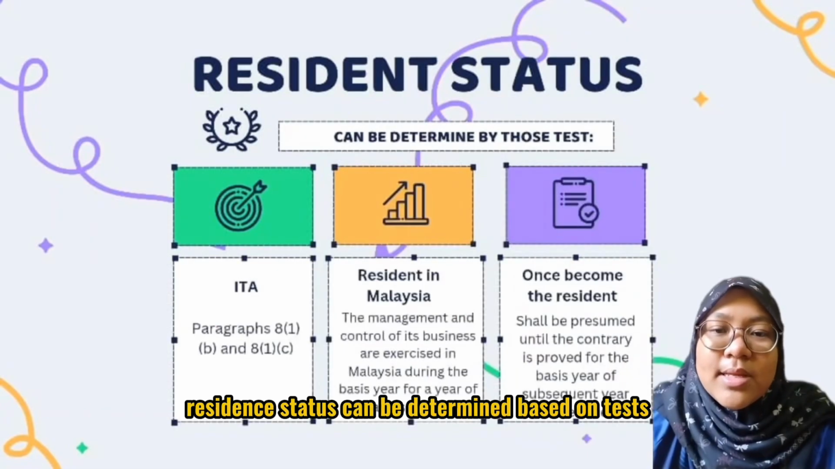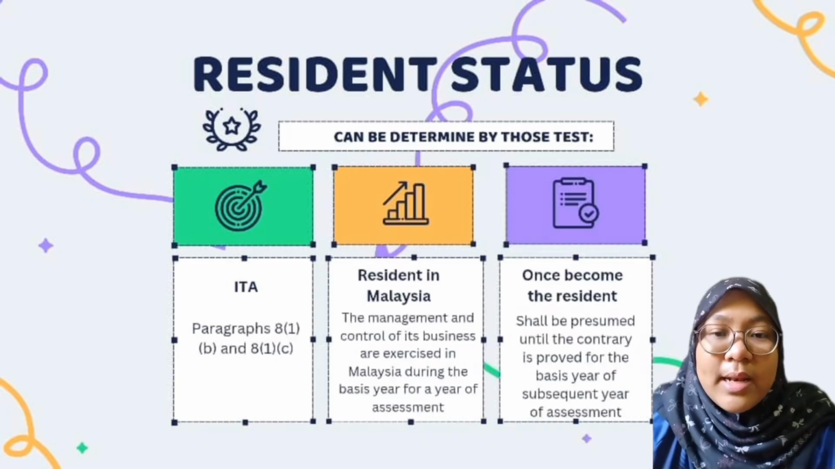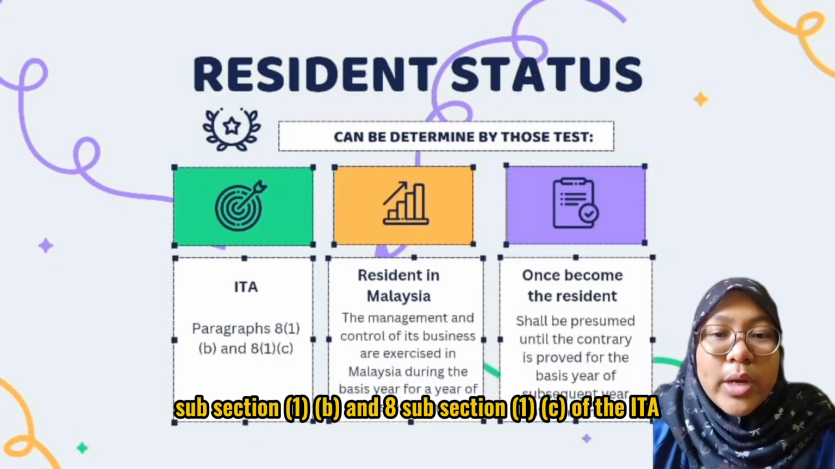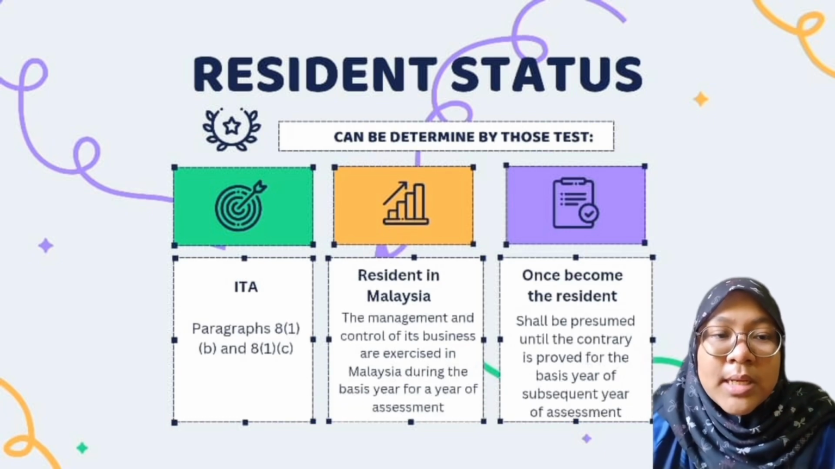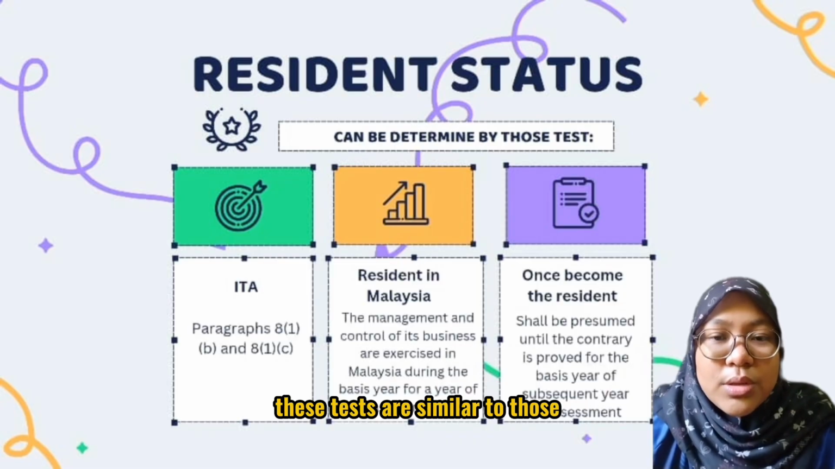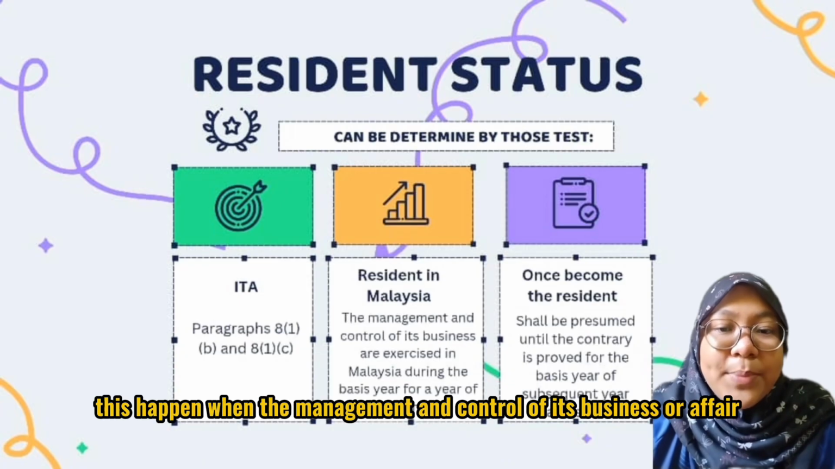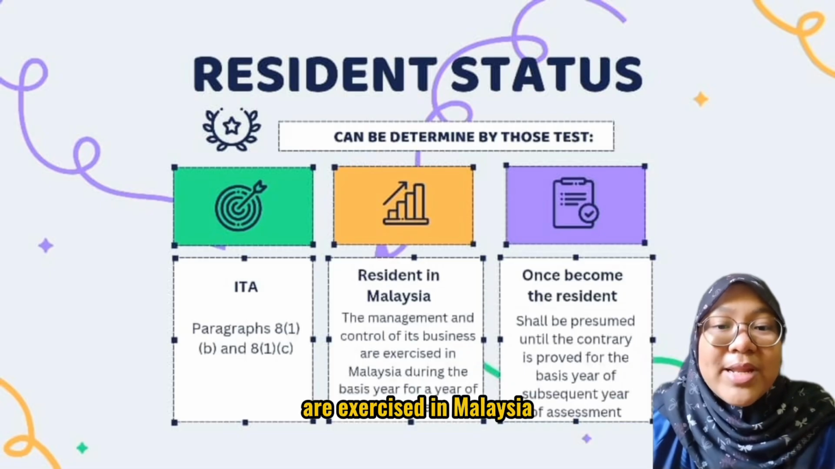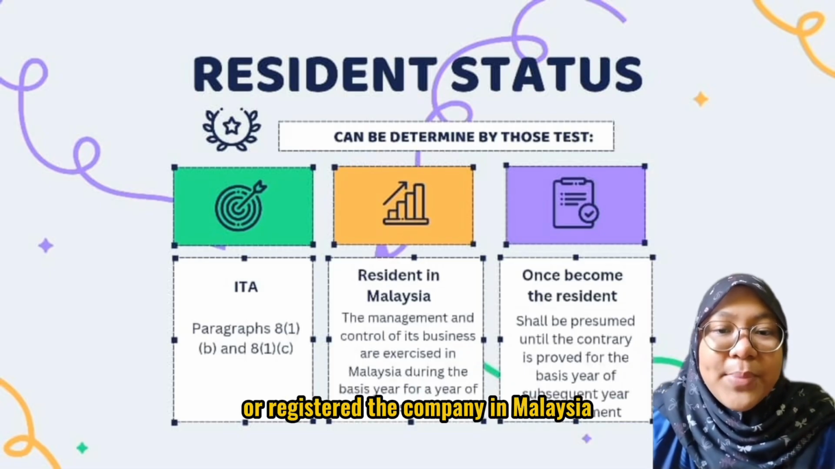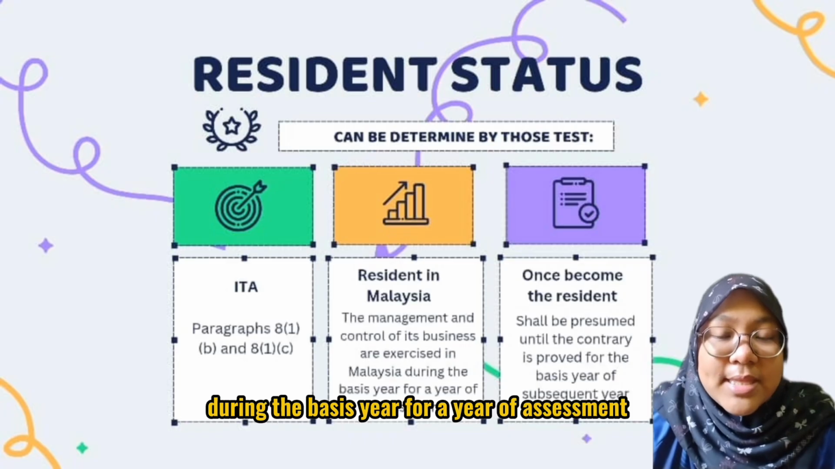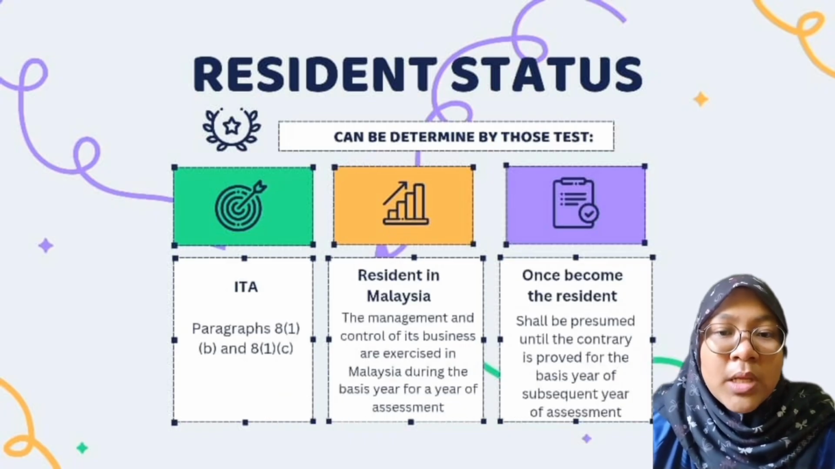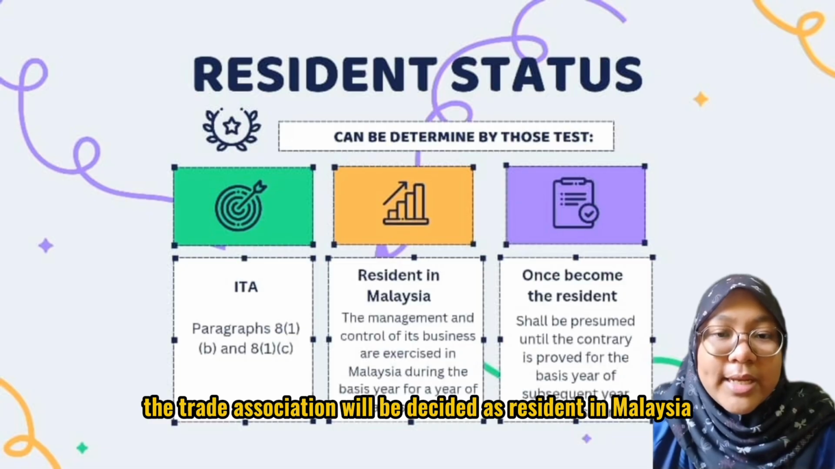Resident status can be determined based on tests laid down under paragraph 8 subsection 1b and 8 subsection 1c of the ITA. These tests are similar to those used to determine the resident status for a company. This happens when the management and control of its business or affair are exercised in Malaysia or registered the company in Malaysia during the basis year for a year of assessment. The trade association will be decided as resident in Malaysia.